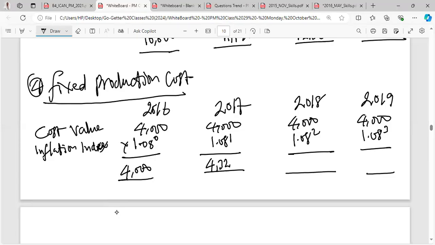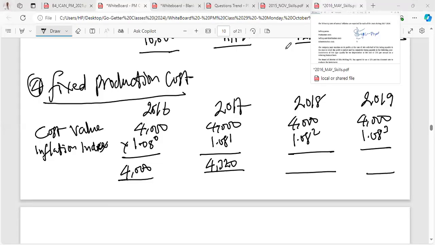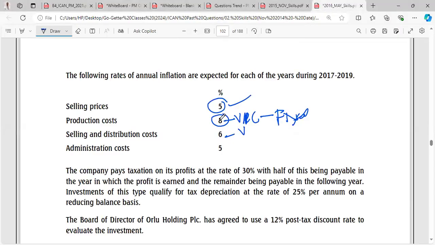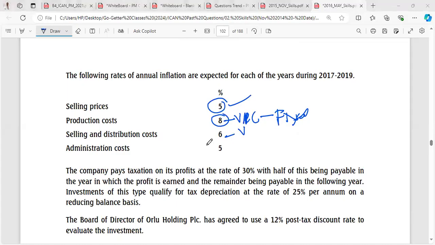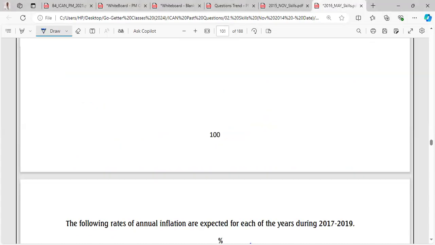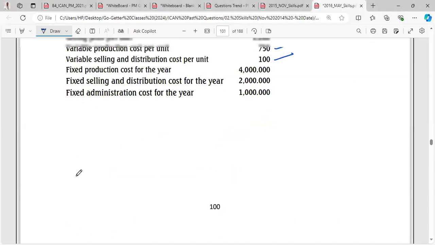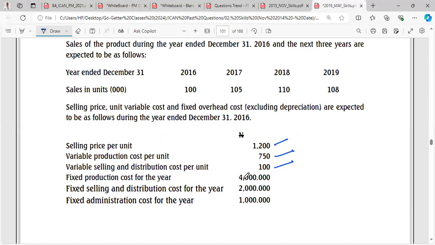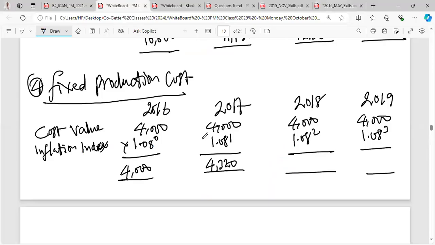They said it's fixed production cost, not administrative cost. Production cost is used and it's 8%. We have not touched administrative cost, which is 5%. And this is fixed production cost for the year is 4 million. I'm taking the 3 zeros out. That is why it is 4,000. So I'll be mentioning production costs. I've not mentioned admin costs. So we are on track.